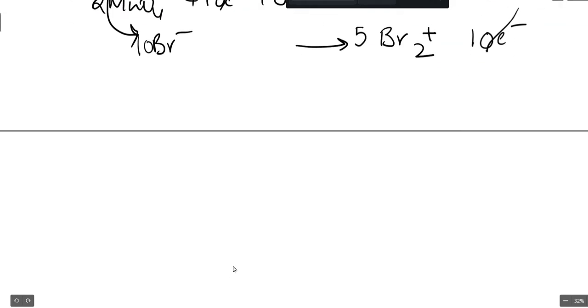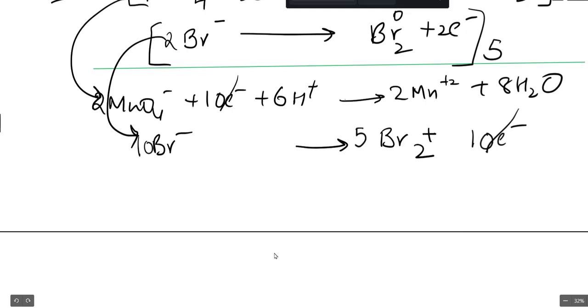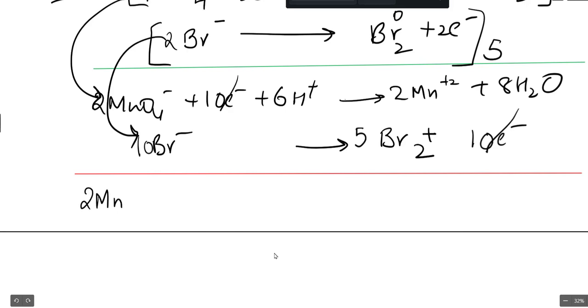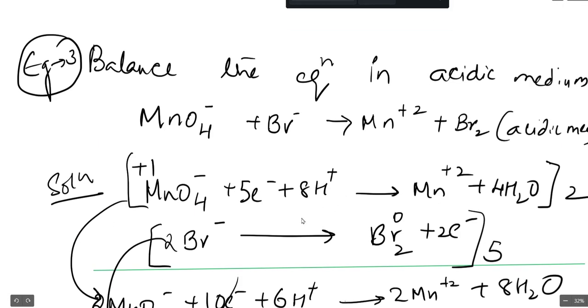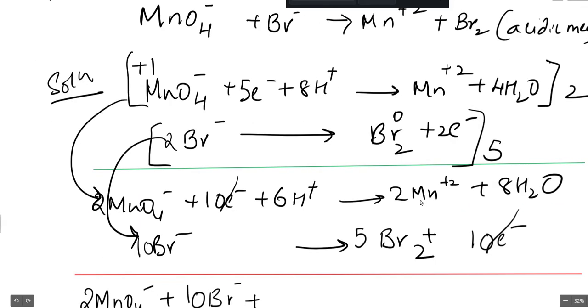Now let us write the final reaction. Let me take one red pen. What will I get? The overall reaction: 2 MnO4 minus, and how many Br? 10 Br minus. How many H plus? There is one small thing here. H plus is 8 into 2, 16, no, students? So this will be 16 H plus.